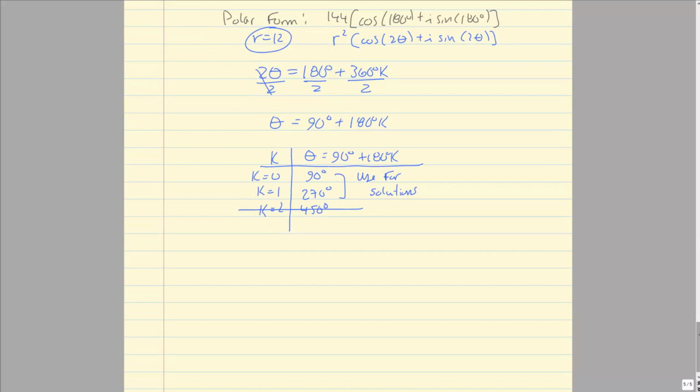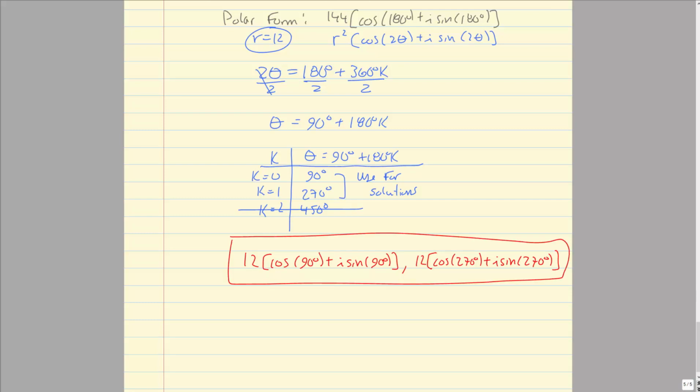Okay, so next we're going to go ahead and write out these solutions. That would be r, which we found out was 12, cosine of 90 degrees plus i sine of 90 degrees. That would be one solution. And the other solution would be 12 cosine of 270 degrees plus i sine of 270 degrees. So those are my solutions. These are in polar form.